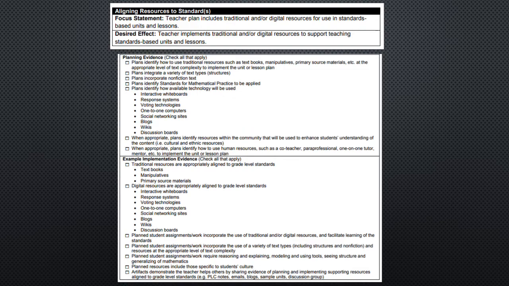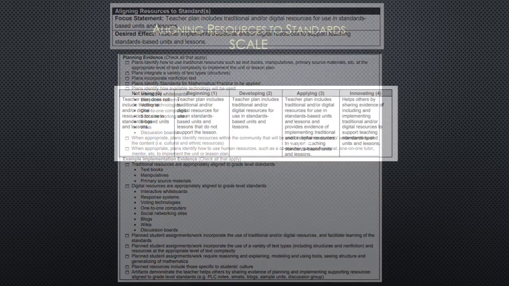If there are human resources available, such as a paraprofessional, a co-teacher, a mentor, tutor, the plan should identify how those resources will be utilized effectively to implement the unit and lesson plans.